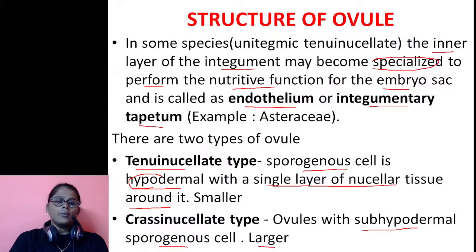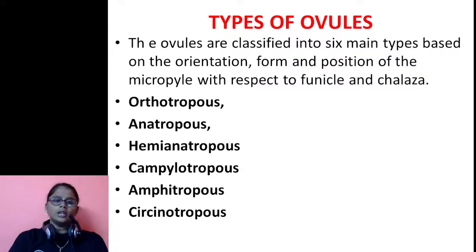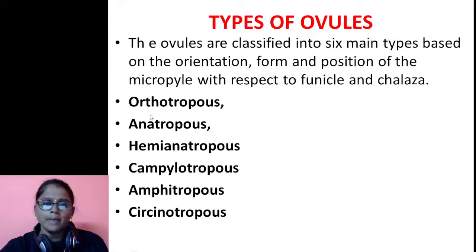Okay, so this is going to determine the position of the seed in a fruit, whether it is going to be in a distal end or proximal end. So what decides that is this type of ovules are going to determine the position of the seed in a fruit. Okay, so there are 6 important types of ovules which we have to know. Okay, so let me discuss one by one.